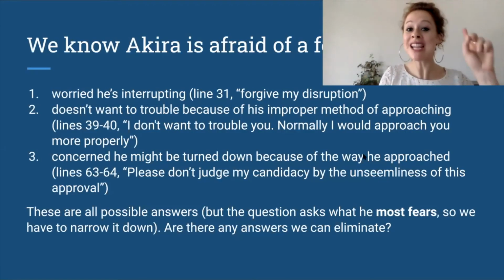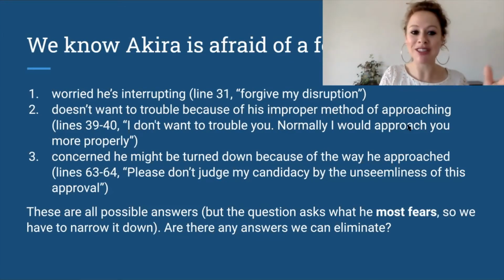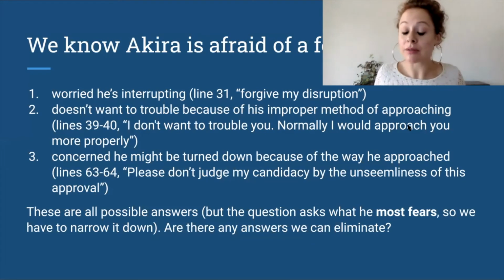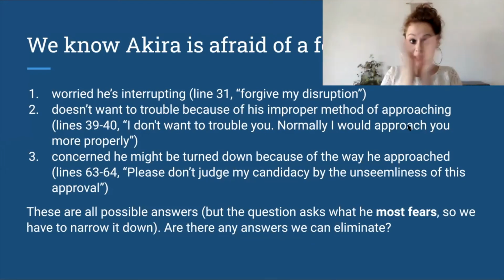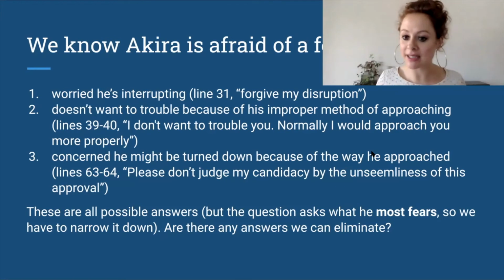Okay, so we know Akira is afraid of not just one thing, but a few things. One, he doesn't want to interrupt, right? Because he's apologizing. Forgive my disruption. Two, he doesn't want to cause trouble because of the way he's going about this. And again, you always want to find proof in the passage of your ideas, your assumptions. And so in this line, 39 to 40, he says, I don't want to trouble you. Normally, I would approach you more properly.